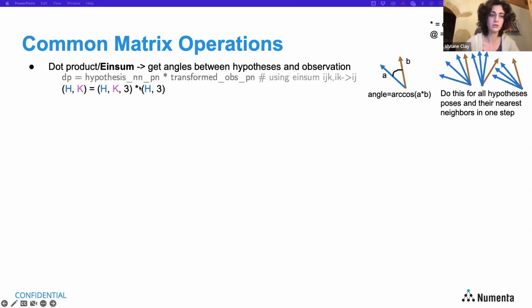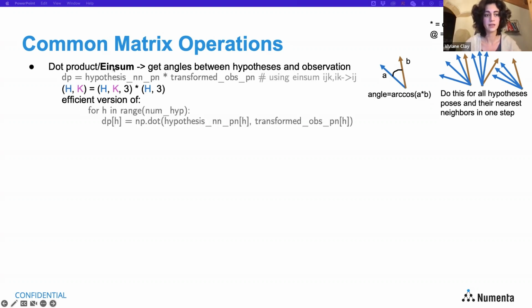That means we need to apply the dot product between the hypothesis nearest neighbors, which is shape h times k times 3, and the transformed observation's point normal. So 3 are the xyz coordinates of the point normal, which is a unit vector. And then as an output, we want a matrix of size h times k. And einsum is basically just an efficient version of running a for loop over all hypotheses and applying the dot product between the hypothesis point normal and the transformed observation point normal.